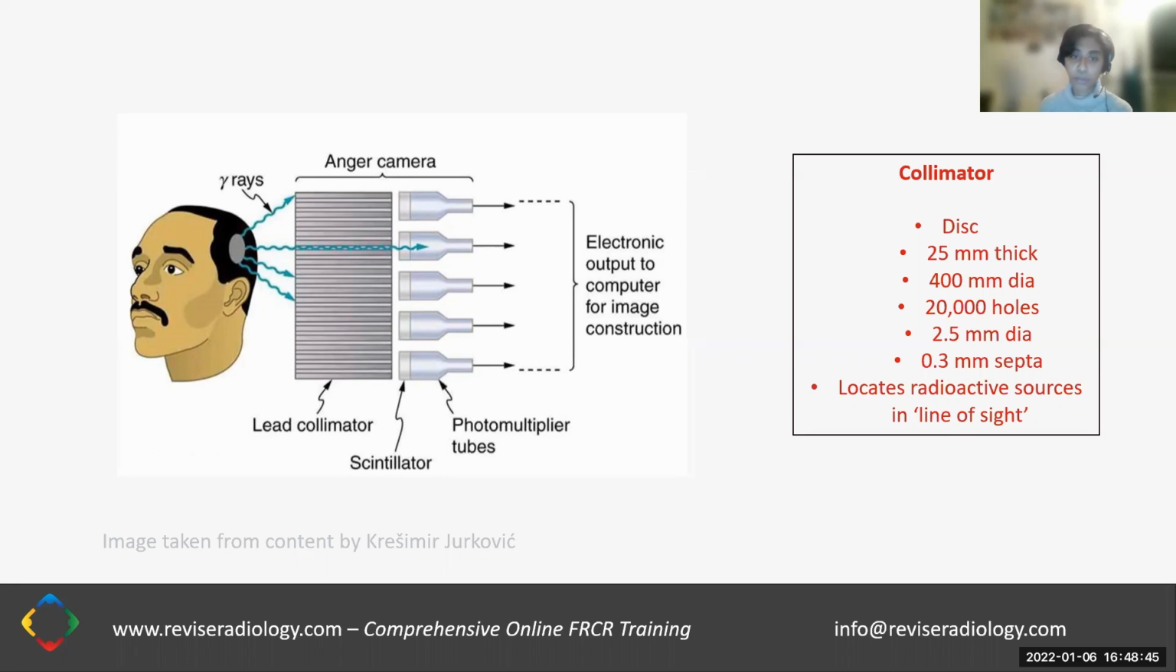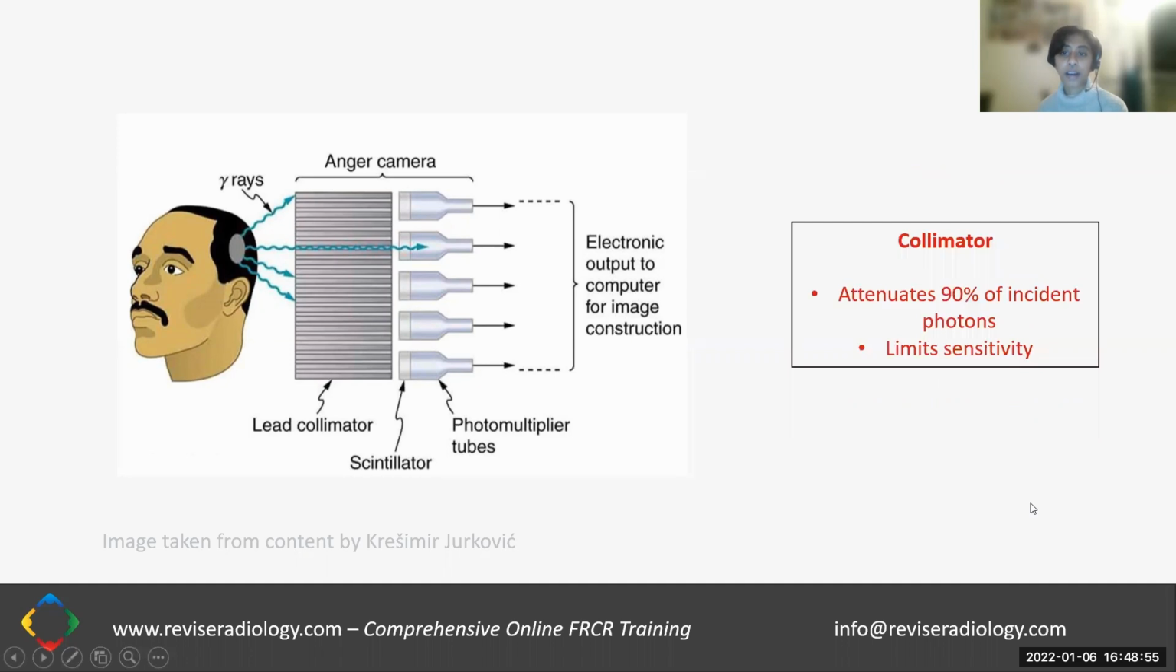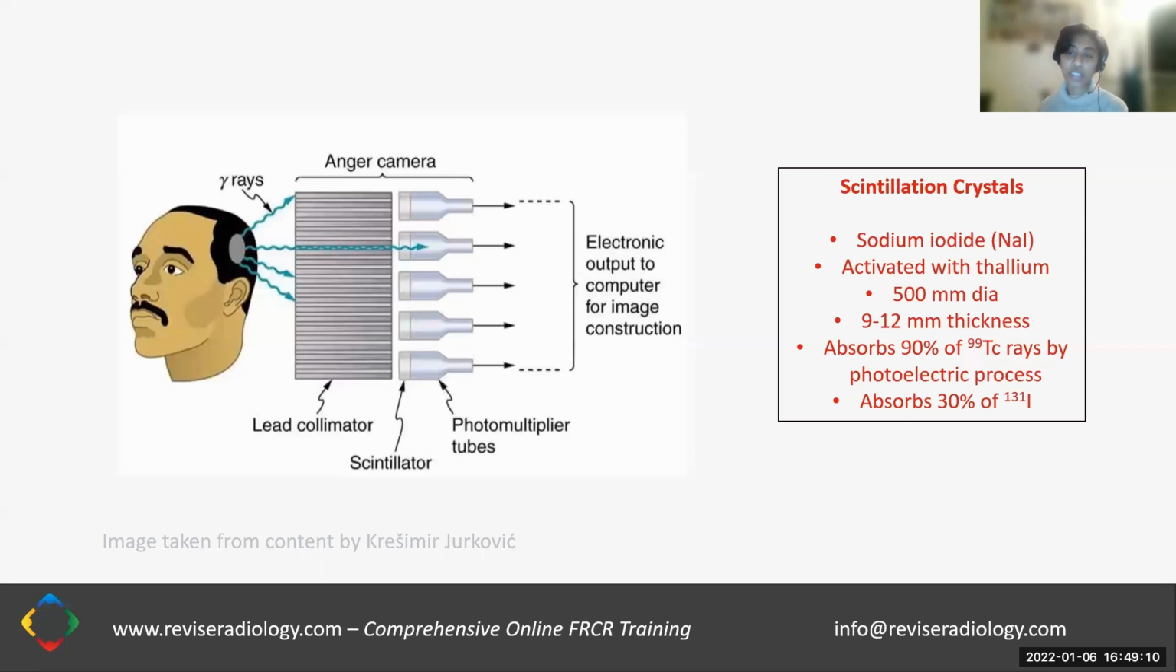This construction is optimized so that each photon which is picked up, you can pinpoint to where that photon originated in the patient's body. So the collimator attenuates around 90% of the incident photons. If you have 100 photons which hit the collimator, only 10 photons are going to make it through. So obviously this is going to limit the sensitivity of the camera itself.